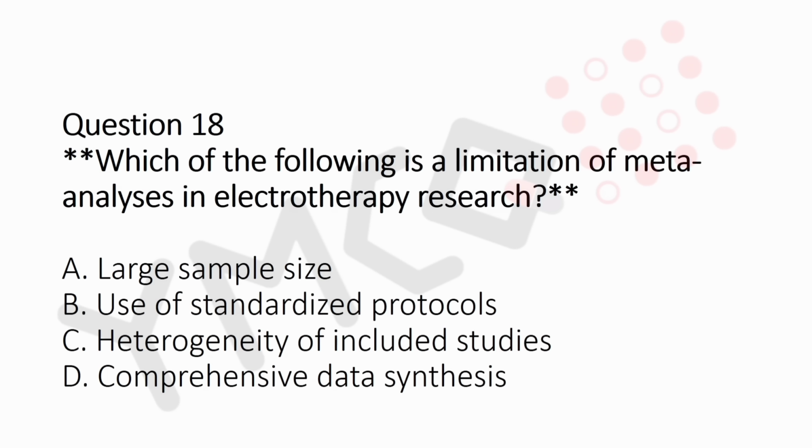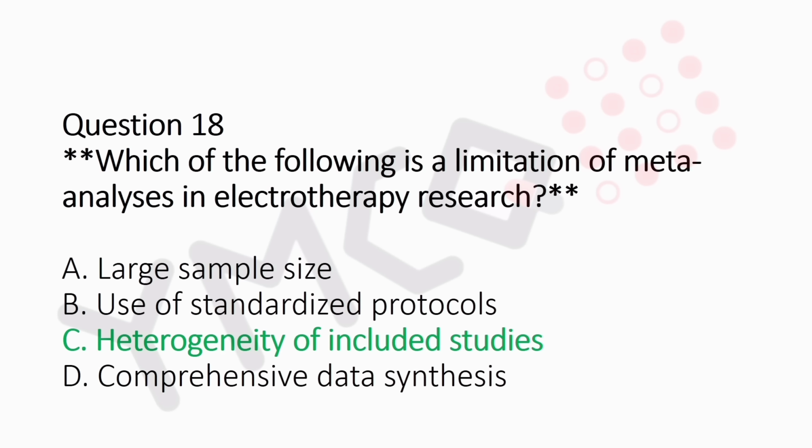Option A, large sample size. Option B, use of standardized protocols. Option C, heterogeneity of included studies. Option D, comprehensive data synthesis. The answer is option C, heterogeneity of included studies. Now let's move to question number 19.